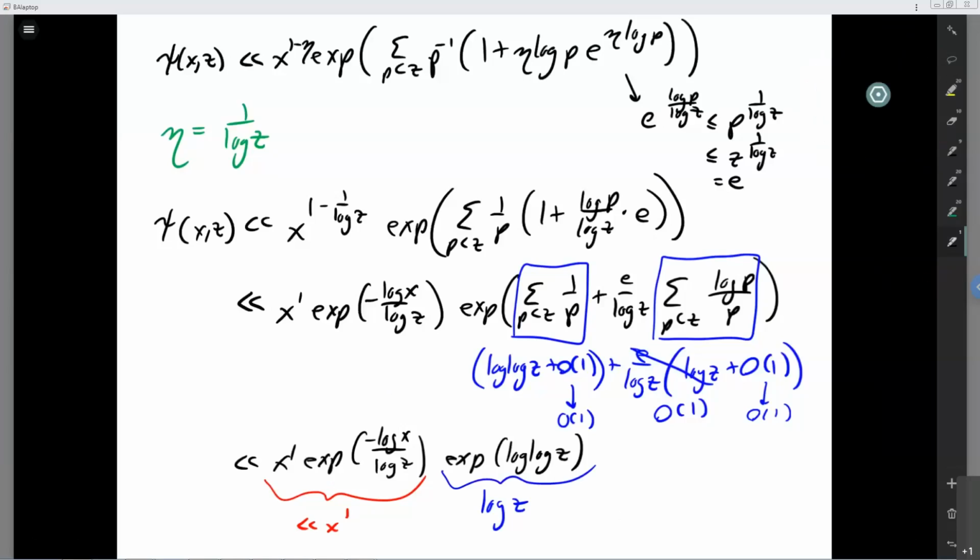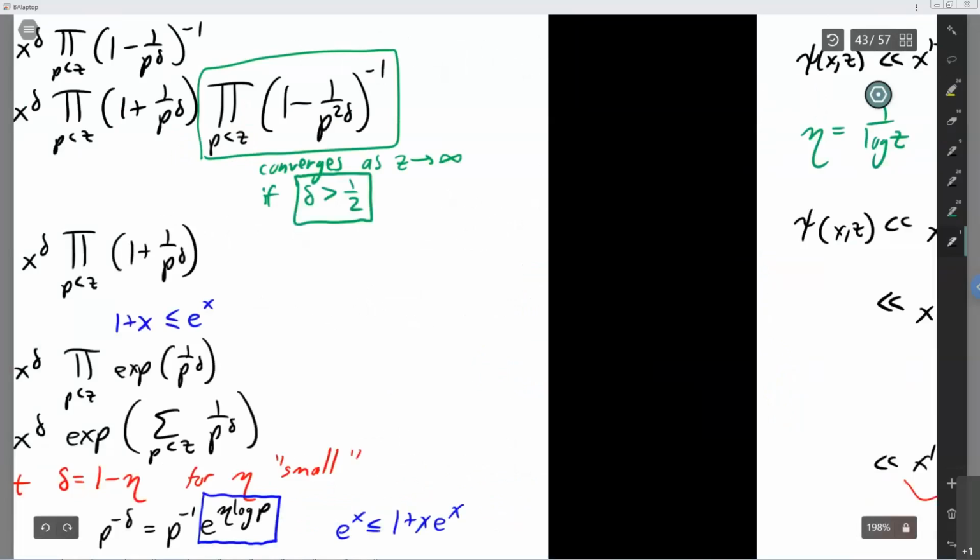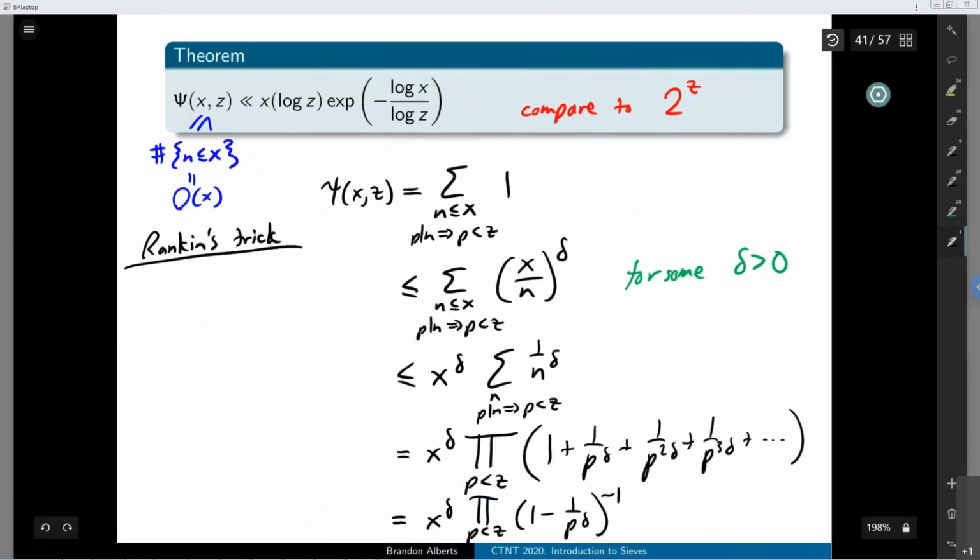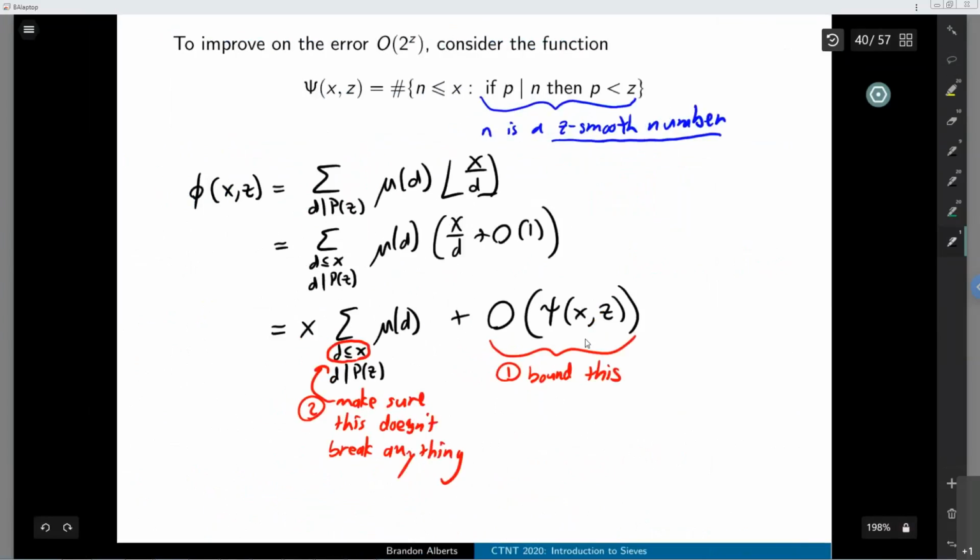So I'll back up a few slides to remind you of what we're going to do next. We just bounded this piece. And now we have to take care of the main term piece. We have to make sure that writing d less than or equal to x in this spot doesn't screw anything up. And so the way that we do something like that is by Abel summation.